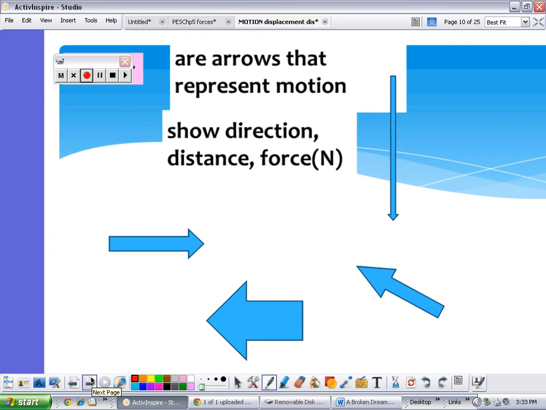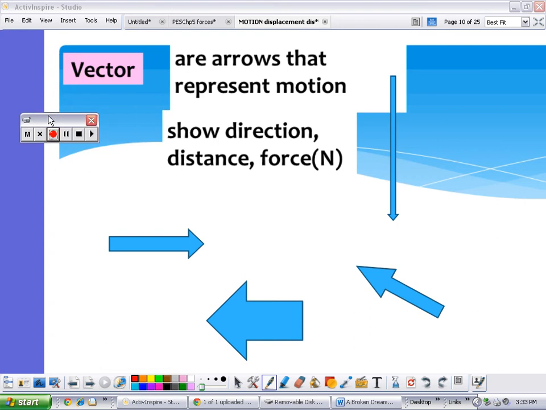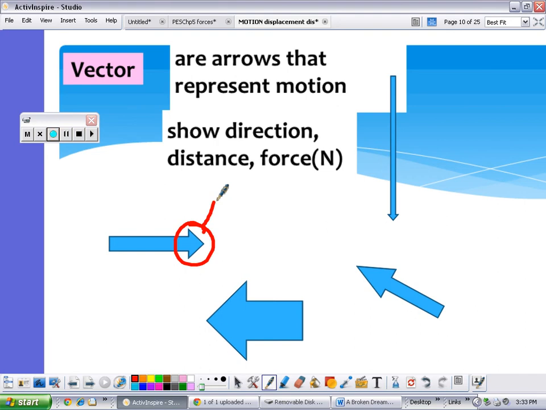We look at vectors. Vector is a fancy word for arrow. These are arrows that represent motion. They can show direction, distance, and force. So obviously the arrowhead shows you the direction. The distance is shown by the length of the arrow, and the force can be shown by the size of the arrow.